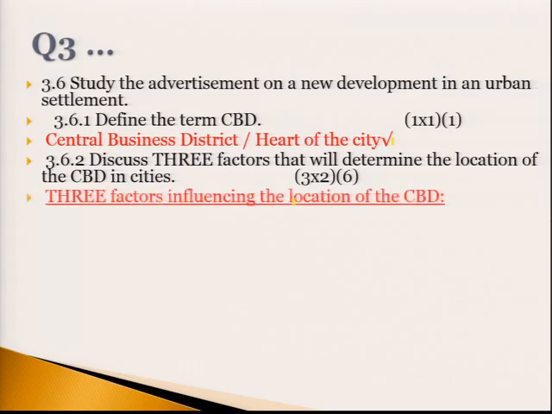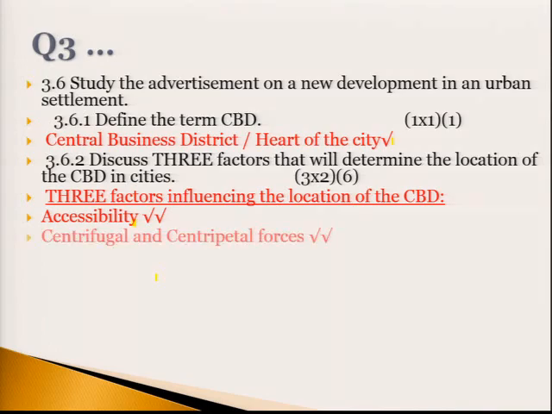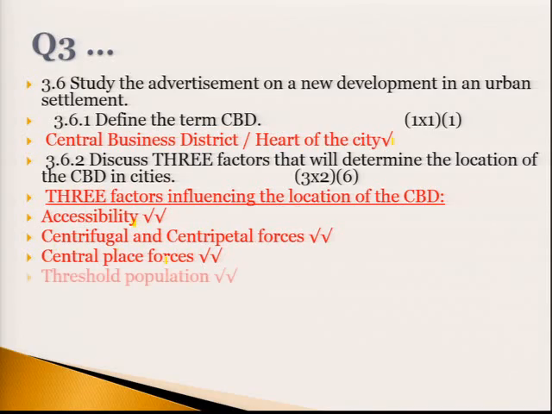We say 3 factors that influence the location of the CBD will include, number 1, accessibility. When you talk of the CBD, you talk of access into it. Number 2, centrifugal or the push, and your pull factors will also contribute. Central place forces will also play a part, which will be a factor influencing the location. It will start to attract places towards the city center.